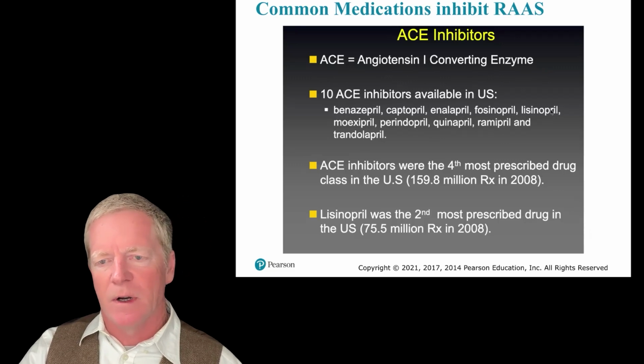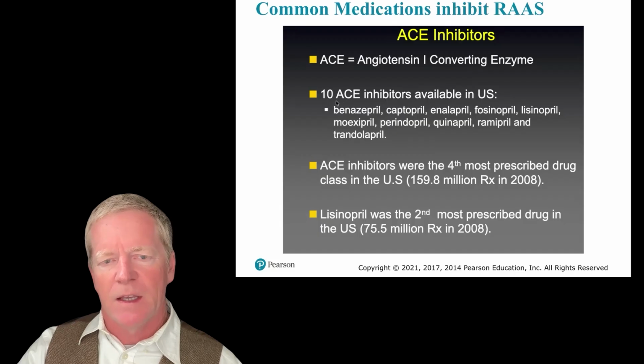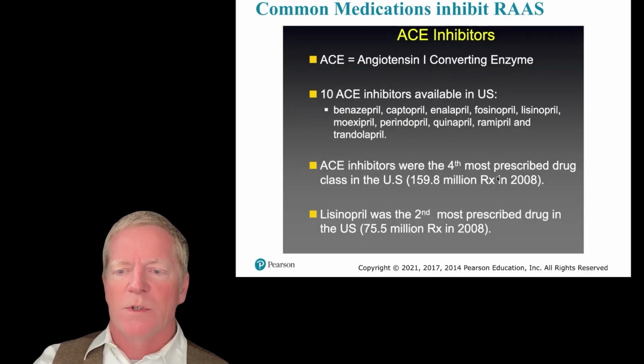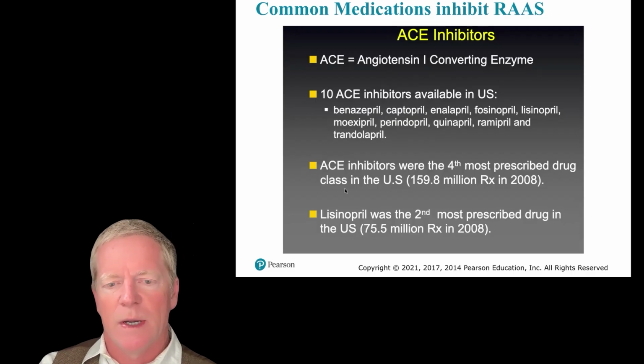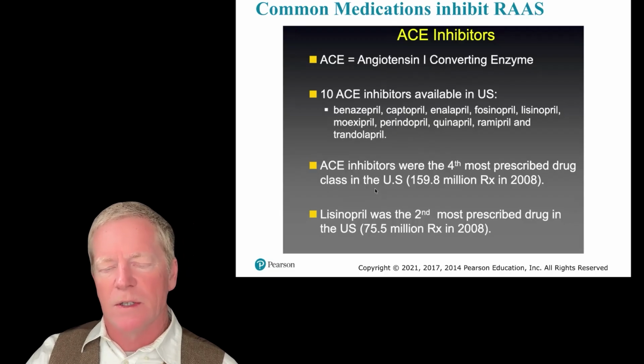They're all slightly different chemicals, but they all have the same effect. They inhibit the enzyme, angiotensin converting enzyme. ACE inhibitors are the fourth most prescribed drug in the US, and this lisinopril is one of the most prescribed drugs in the United States.